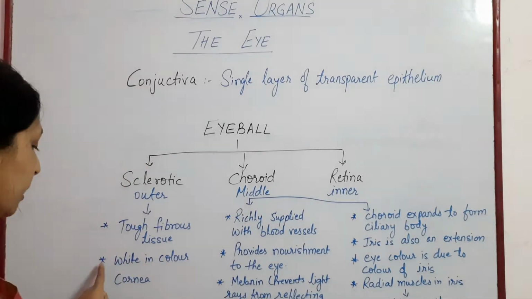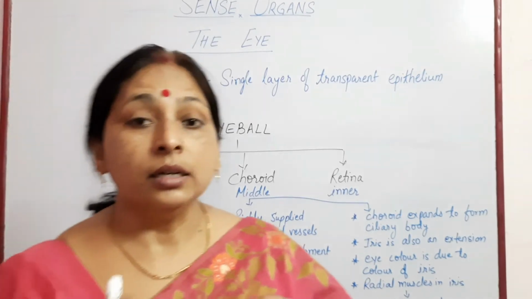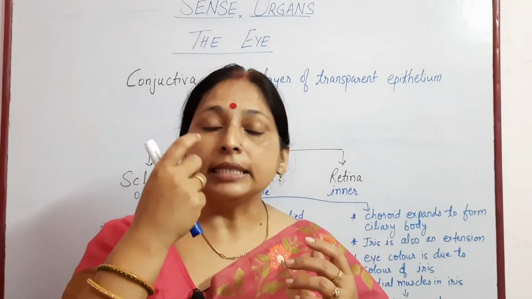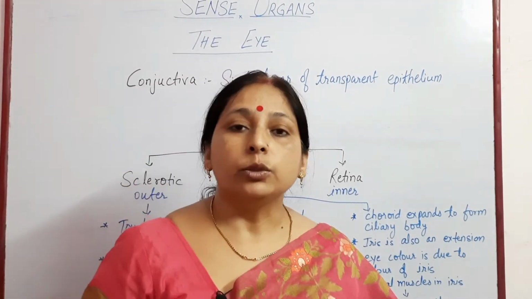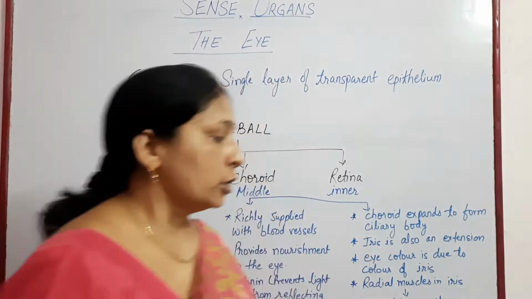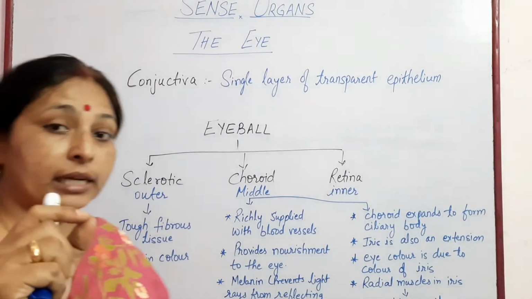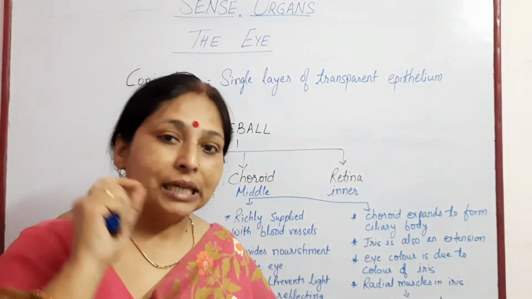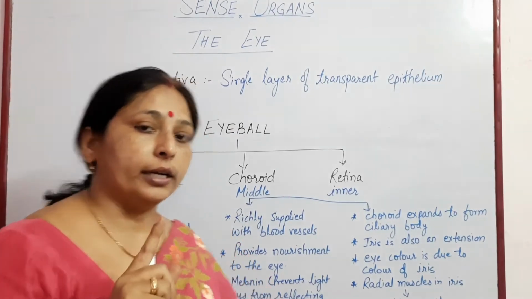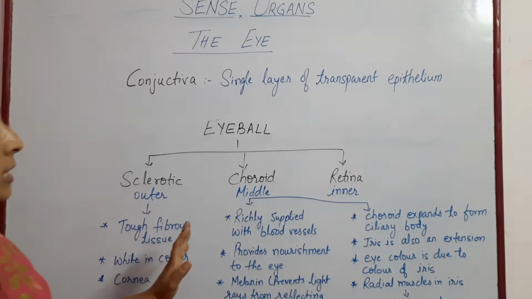It is white in color, and the part of the sclera which covers the lens area, which is projected towards the outside, and covers the colored part of the eye, is termed as cornea. So the sclerotic layer which covers the colored part of the eye is the cornea. Cornea is a part of the sclerotic layer. Next is choroid.